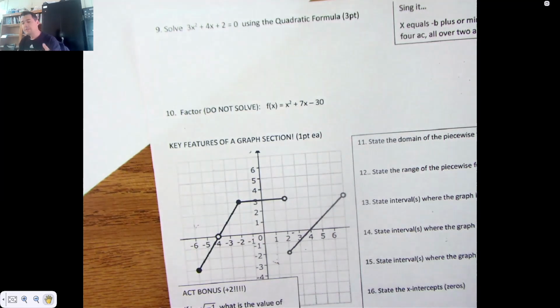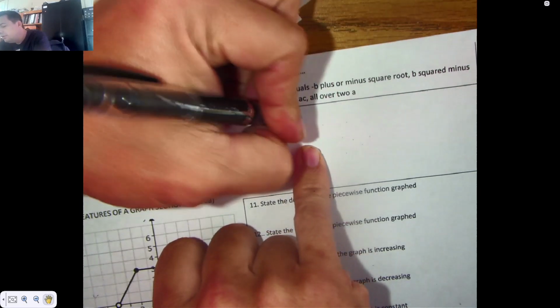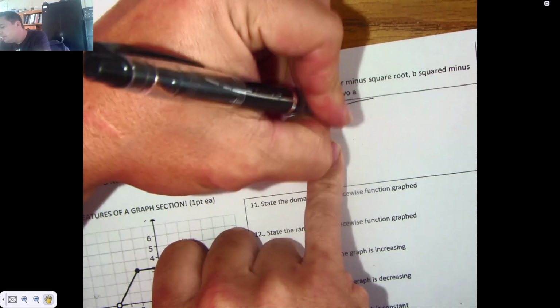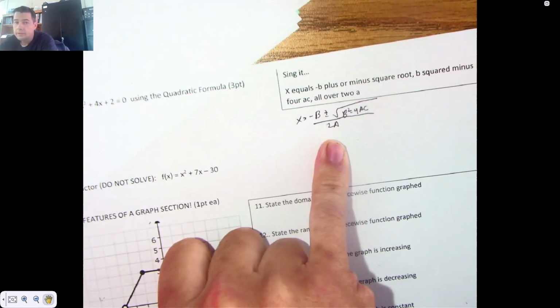Side, which should be the best side. So I don't know if you guys are seeing this thing or not. It goes x equals negative b plus or minus square root b squared minus 4ac all over 2a. There's the quadratic formula, kids.